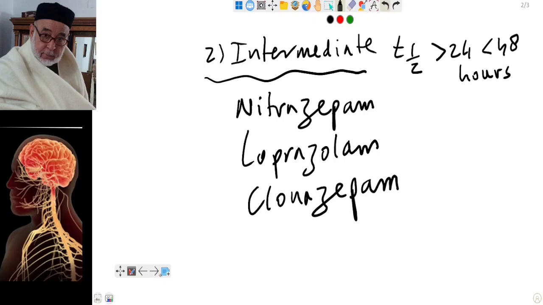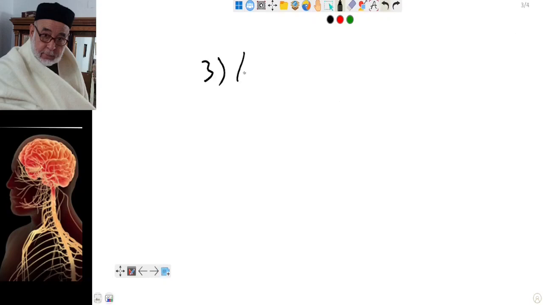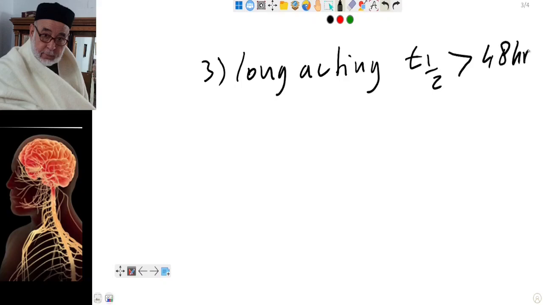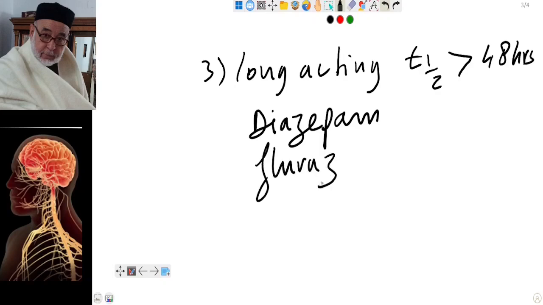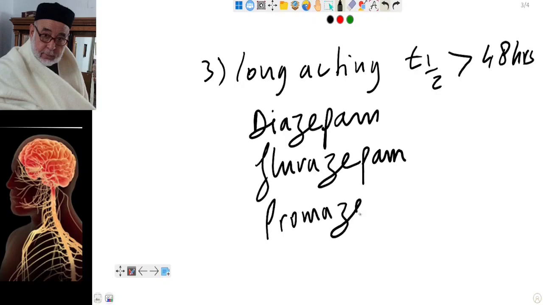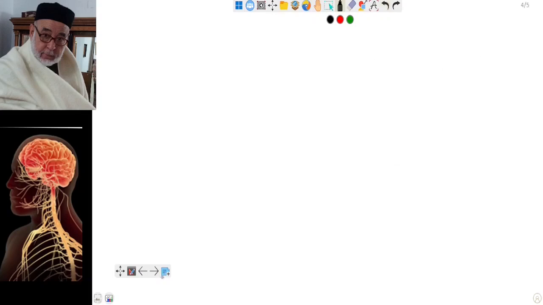A third group are the long-acting benzodiazepines. Long-acting means that their T-half is longer than 48 hours. This includes very famous examples like diazepam, flurazepam, bromazepam, and many others. So this is how the benzodiazepines differ in their T-half.